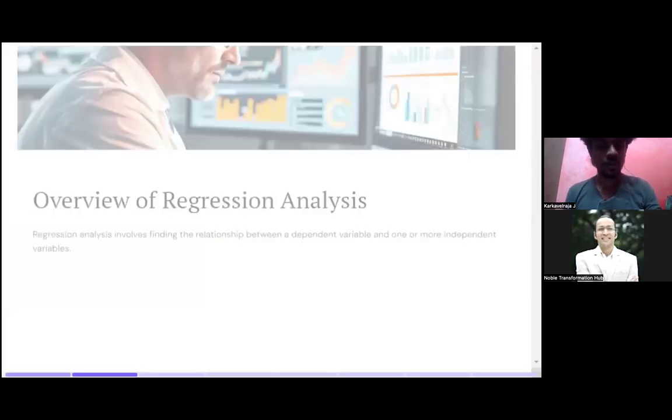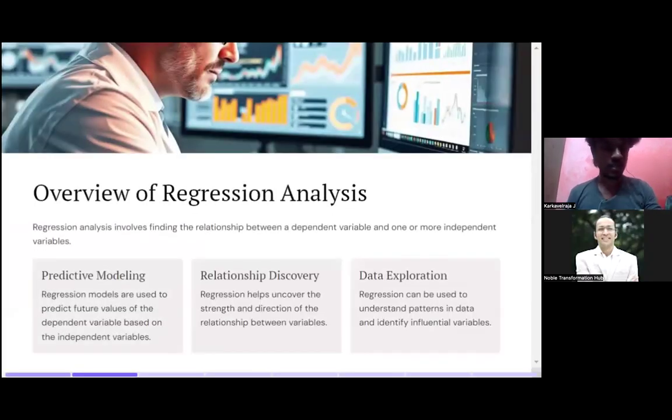Okay, next we're going to see an overview of regression analysis. Regression analysis involves finding a relationship between the dependent variable and one or more independent variables, where the dependent variable is only one variable. First, predictive modeling: regression models are used for predicting future values of the dependent variable based on the independent variables. You can predict the future whenever you have a large volume of data, and we can find the pattern and predict the future. That is predictive modeling.